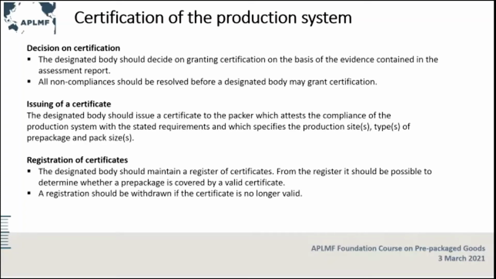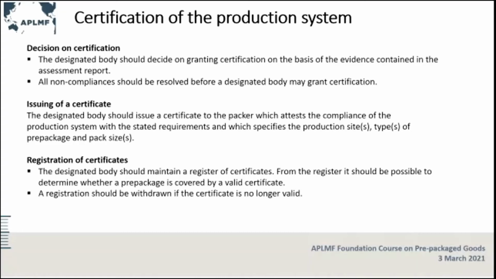The designated body should issue the certificate to the packers which attests the compliance of the production system with the stated requirement and which specifies the production site, types of prepackages, and pack size. So it means that in the certificate we can say that there is a scope that the designated body issued for the certificate.